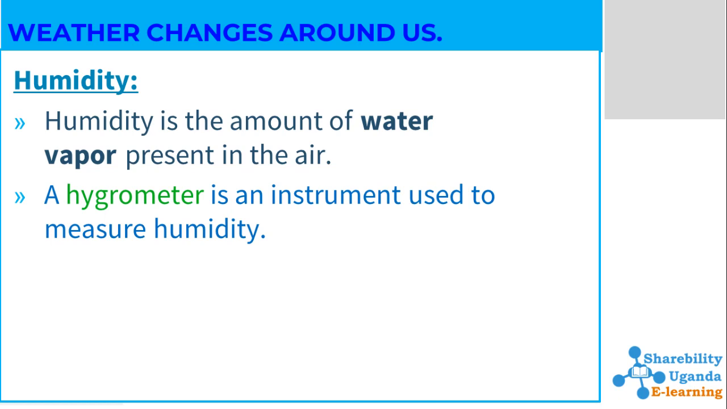Humidity. Humidity is the amount of water vapor present in the air. We know air is not just dry air, it contains some drops of water, and the presence of water or water vapor in the air is what we call humidity.